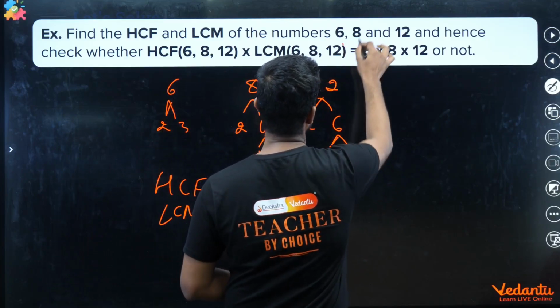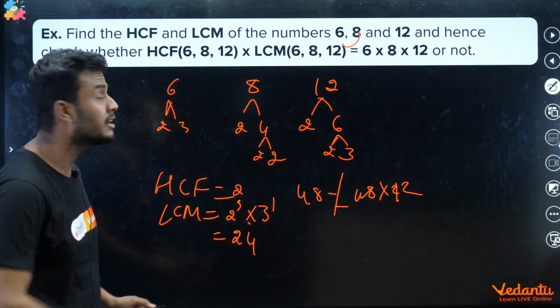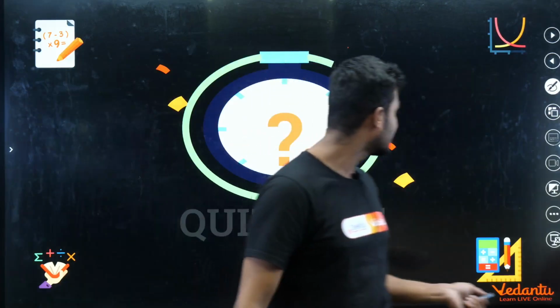What about 6 into 8? 6 into 8 is nothing but 48 into 12. It is not proved that. We already know it is only applicable for two numbers. That's why it's not proved.